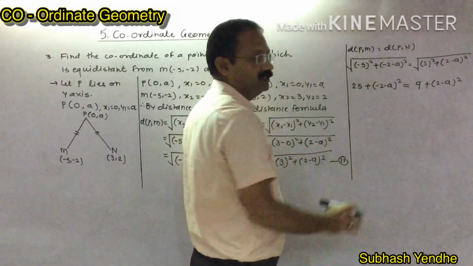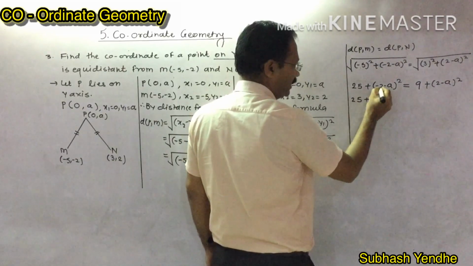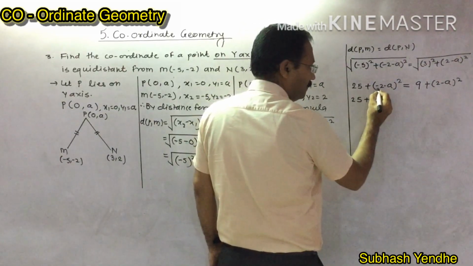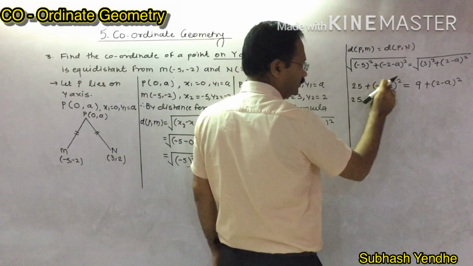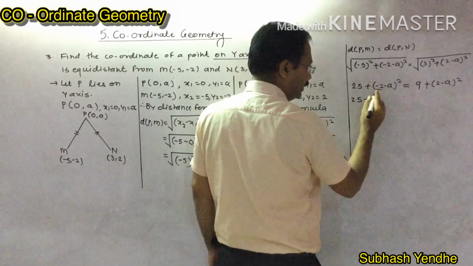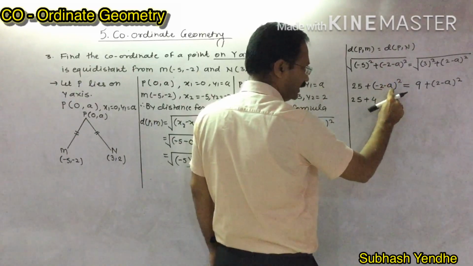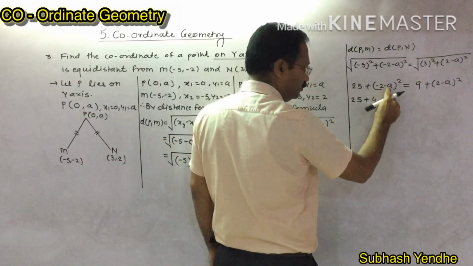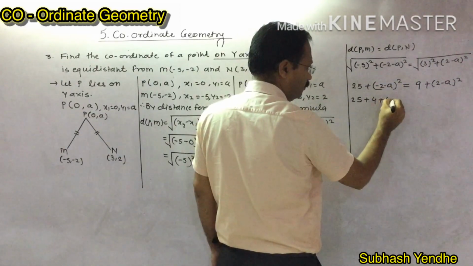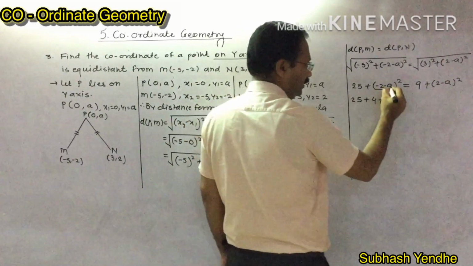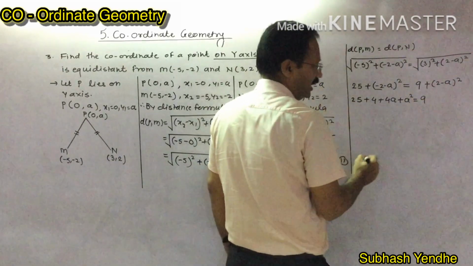So here I have cancelled the root. Now 25, you know the bracket square. In the bracket you have to make the square of the first number, meaning (-2)² is plus 4. Then 2 into first into second: 2 into -2 into -1, minus into minus is plus, so 2 into 2, 4 into a. Minus square is always positive, so a². 9 will be as it is.